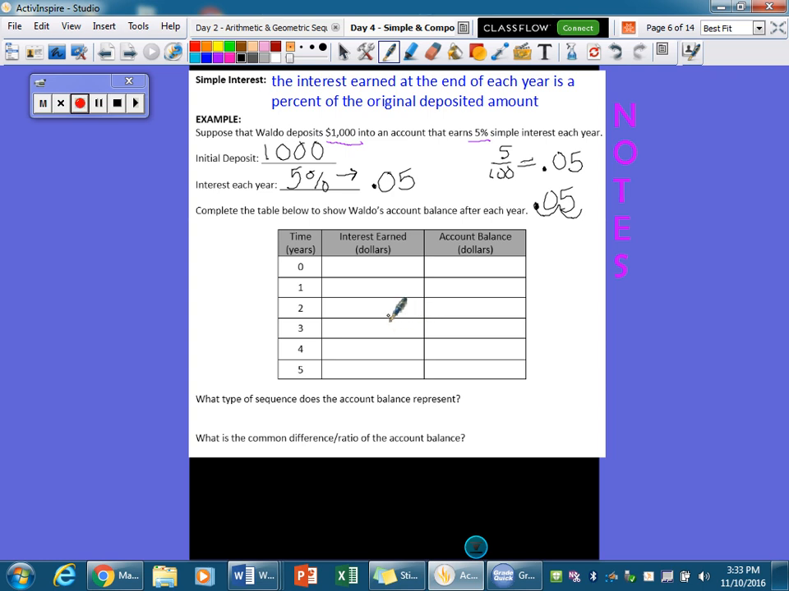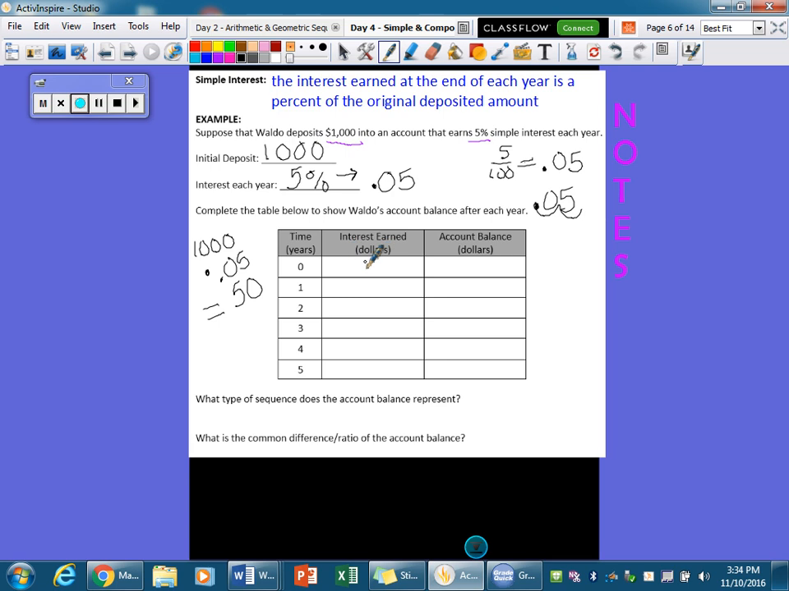Okay, so we need to figure out what 5% of 1,000 is. Okay, so to do that, you just need to multiply. So over here, we're just going to do it on the side here. We'll do 1,000 times 0.05. Try it out on your calculator. Make sure you're typing everything in right. And you should get 50. So that means each year you get $50 extra money. $50 interest goes into your account.